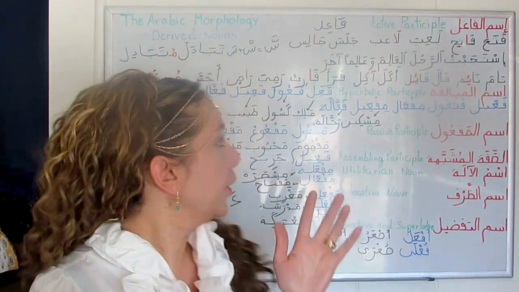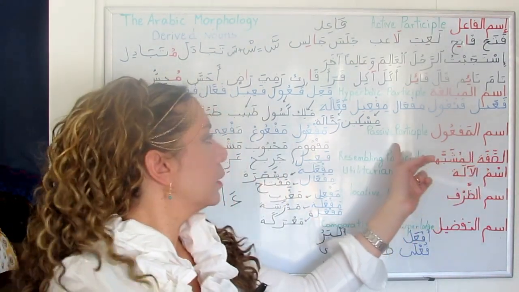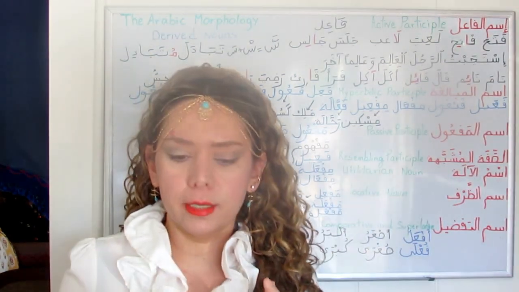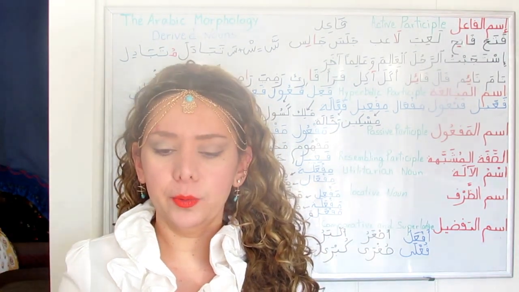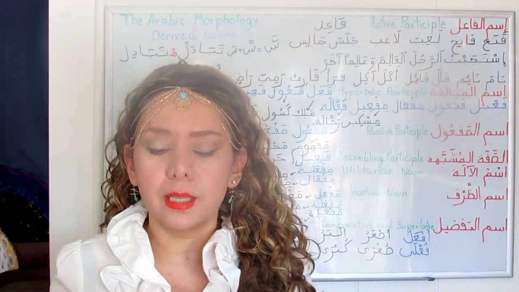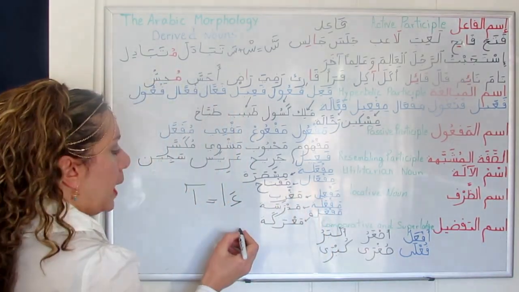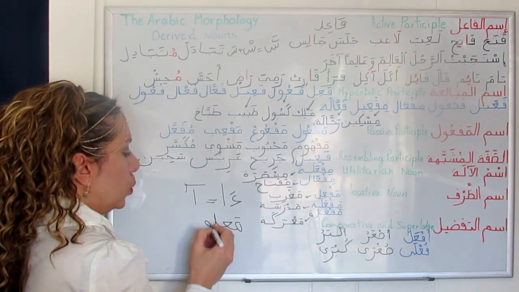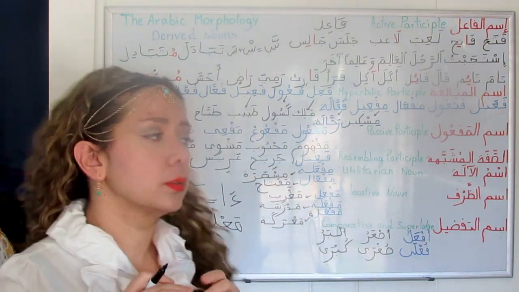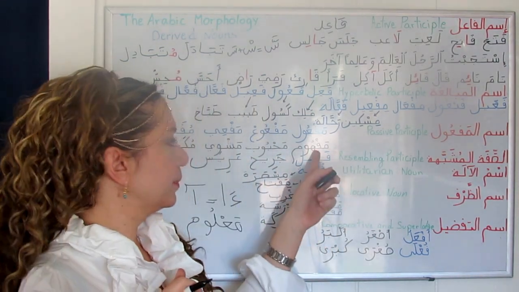So, the third one, اسم المفعول, the passive participle. It acts as an adjective and must agree with the noun it is describing. It may express a current state of being, for example, known, which is معلوم. Or understood, مفهوم. Sometimes we say understood, مفهوم.